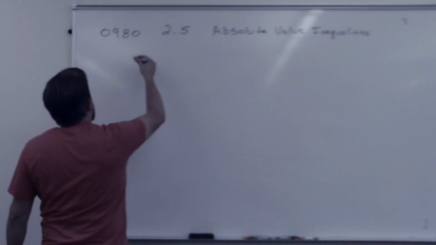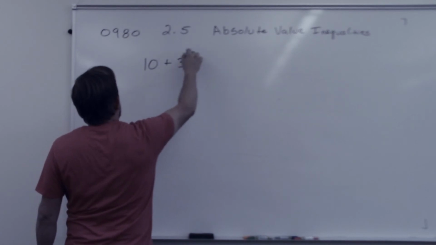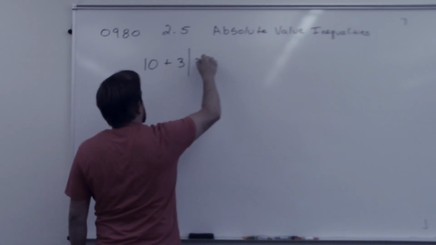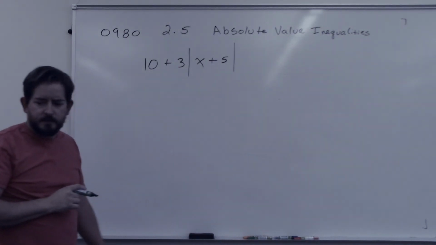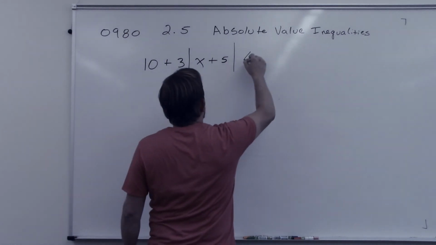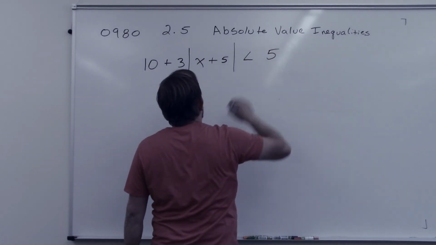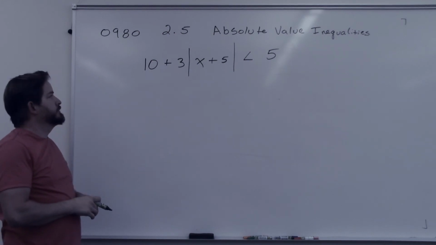We have 8. In fact, let's do this. Let's do 10 plus 3 times the absolute value of x plus 5 is less than 5. Looks like we can do it, right? It looks great. Let's do it.